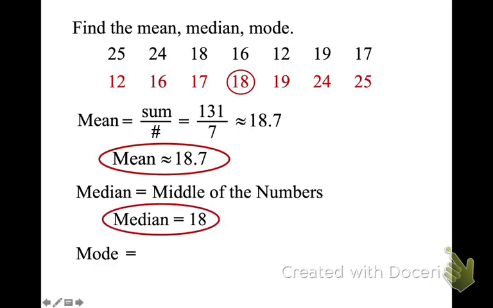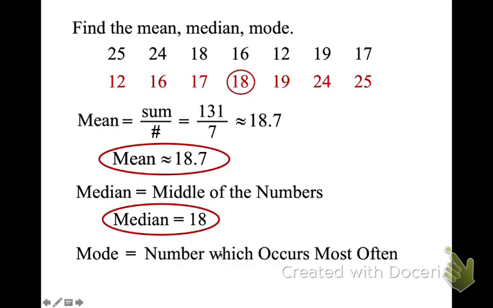Mode. What is the most occurring number? Let's see, do any of the numbers repeat? And it looks like they don't. So in this case, if no numbers repeat, there's no frequency, then we say no mode. Am I missing something? No, no mode.